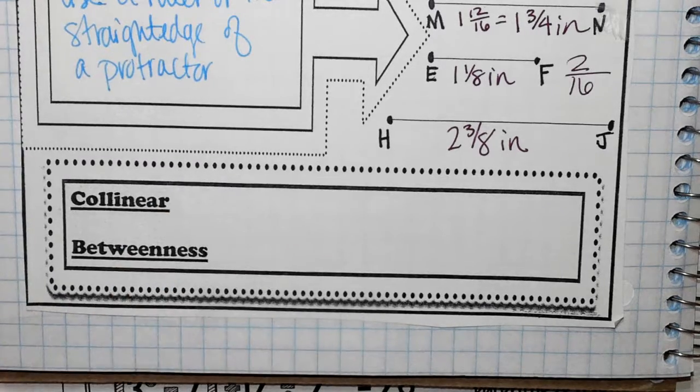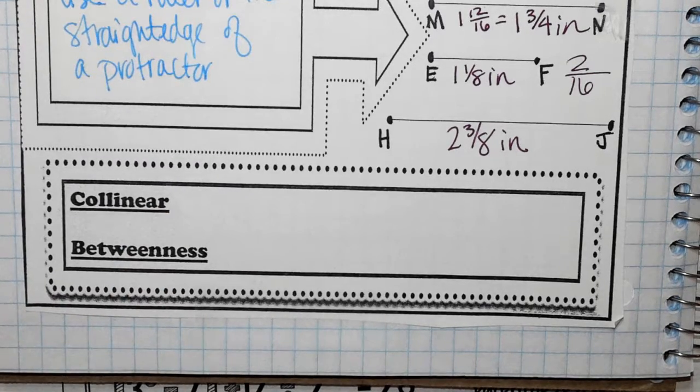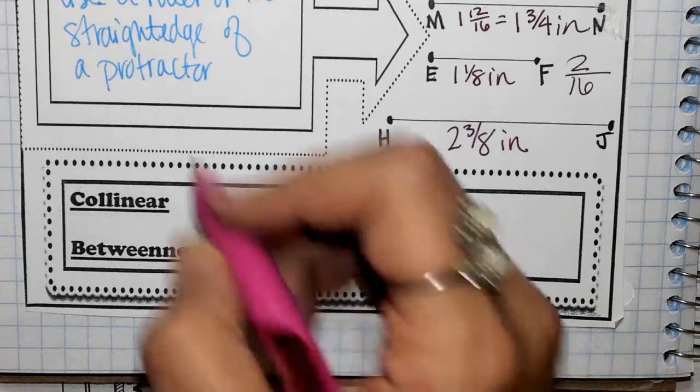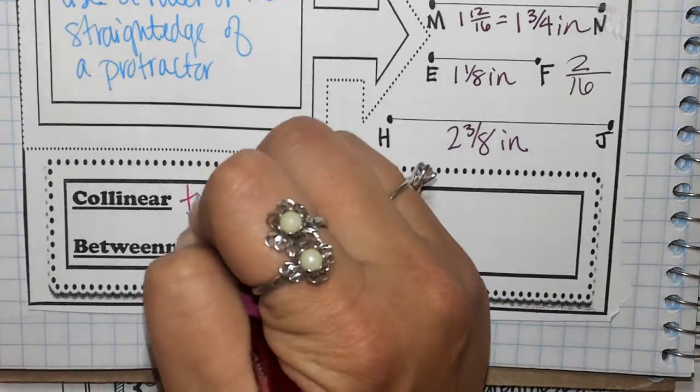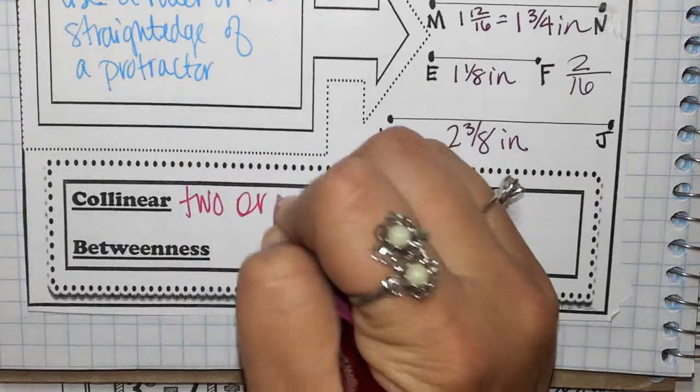All right, collinear. What does collinear mean? Two or more points on the same line.